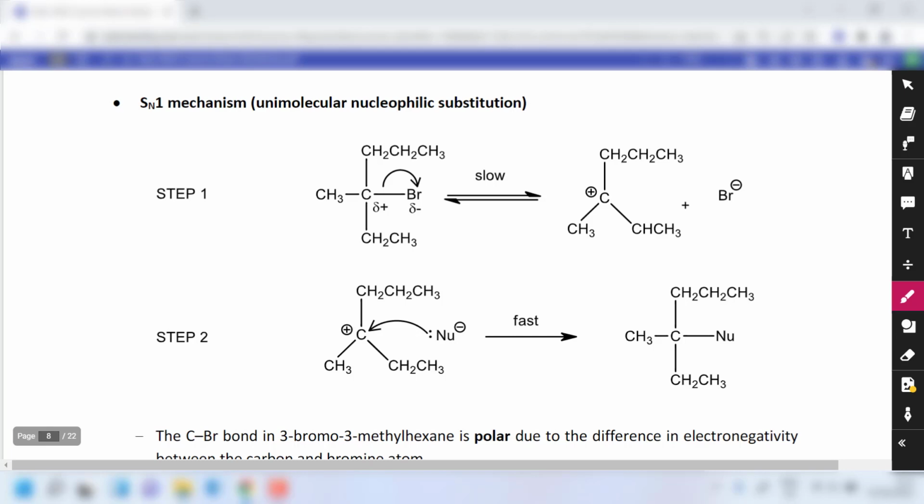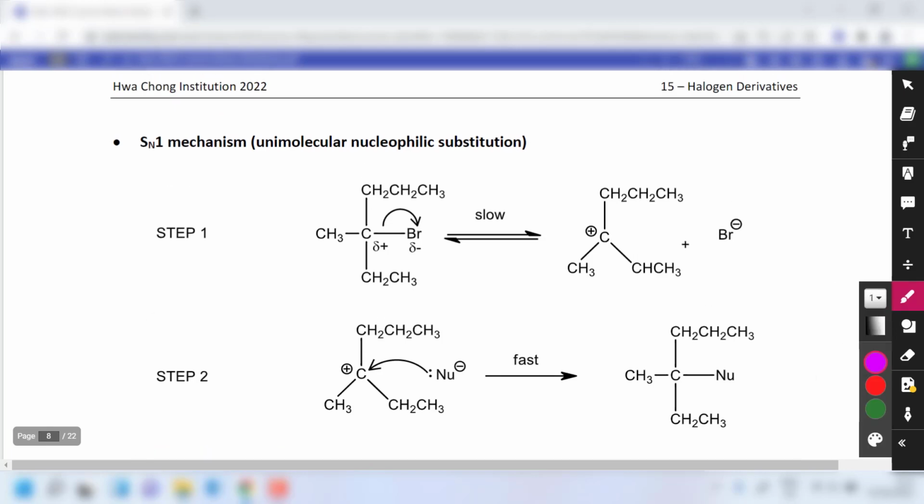In terms of drawing of the mechanism, it's a little bit more tedious as compared to SN2, but at the same time it also seems to be a bit easier. Why is that the case? Because there isn't a need for you to draw the transition state for H2, so maybe I should emphasize it. For SN1, no need to draw transition states. This is largely for the purpose of H2 assessments.